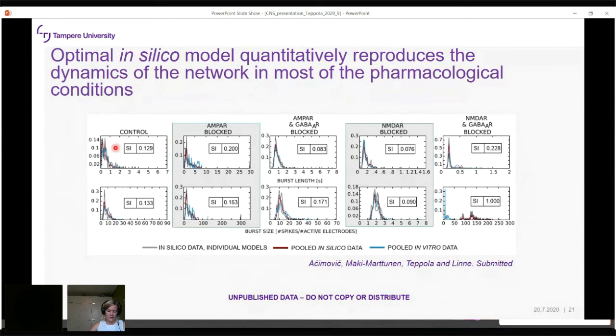And the value in each plot shows the goodness of fitting, and if the value is less than 0.2, it indicates that model fitting succeeded. So fitting succeeded for almost all of the condition, although NMDA and kappa blocked condition, it was more challenging to achieve good results. Please see more detailed description of results in our paper, Acimovic and others, that is under submission.